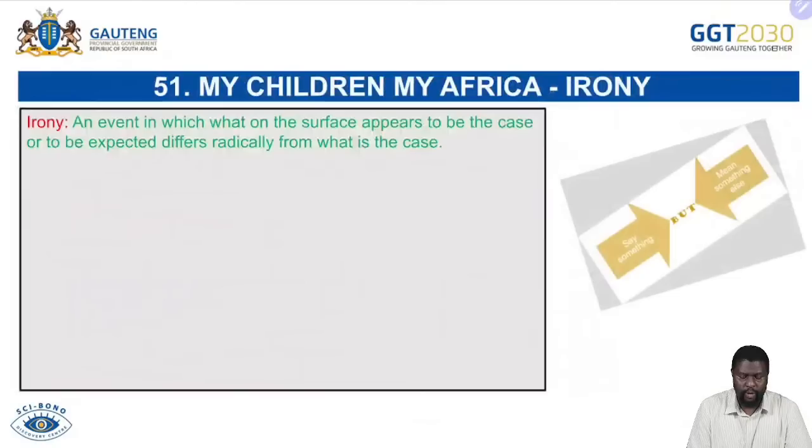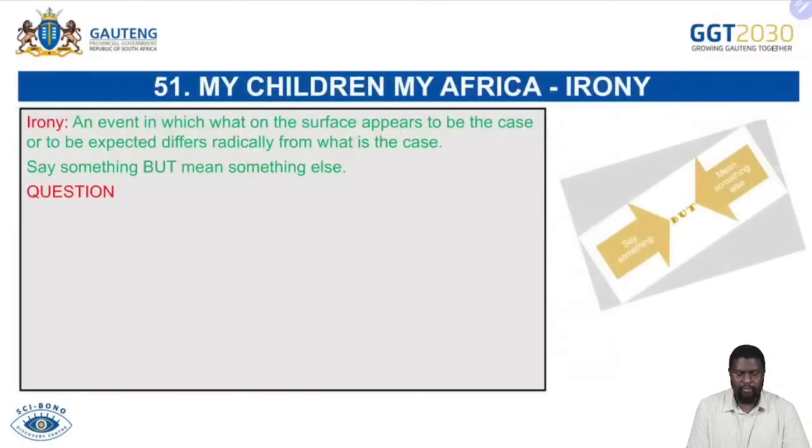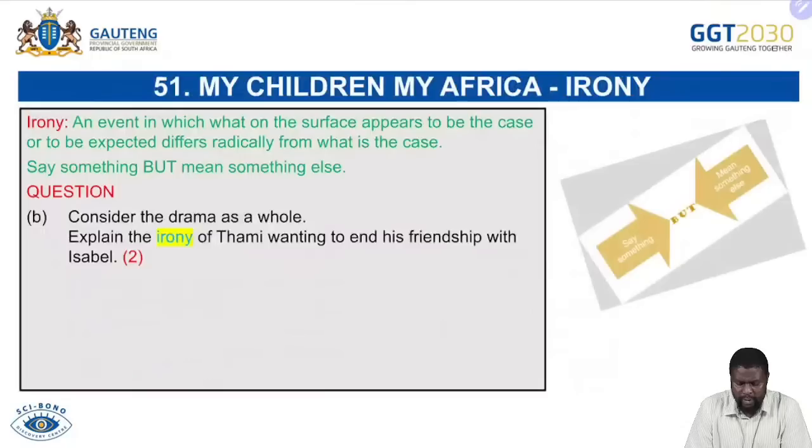Again, we come to the irony question. When the opposite of what is expected happens, or an event in which what on the surface appears to be the case or to be expected differs radically from what is the case. Say something but mean something else. Explain the irony in Tammy wanting to end his friendship with Isabel. Why does Tammy want to end his friendship with Isabel in the first place? And why is that ironic?